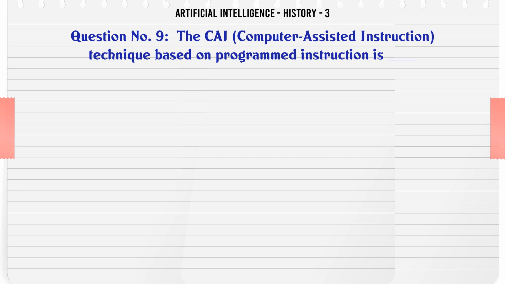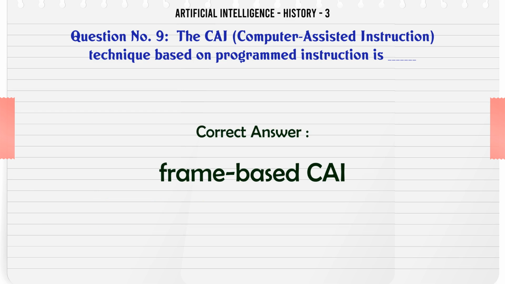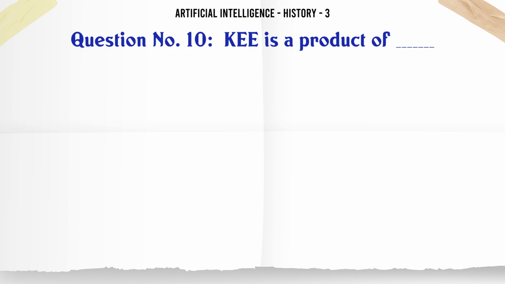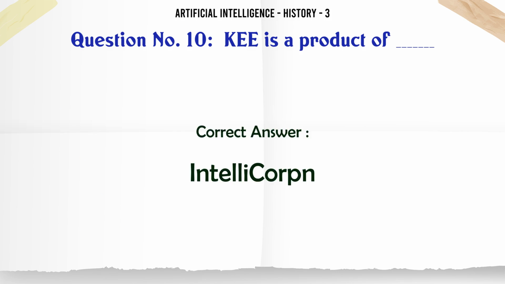The CAI computer-assisted instruction technique based on programmed instruction is A. Frame-based CAI, B. Generative CAI, C. Problem-solving CAI, D. Intelligent CAI. The correct answer is frame-based CAI. KEE is a product of A. Software Technology, B. Intellicorp, C. Texas Instruments, D. Carnegie Technology. The correct answer is Intellicorp.